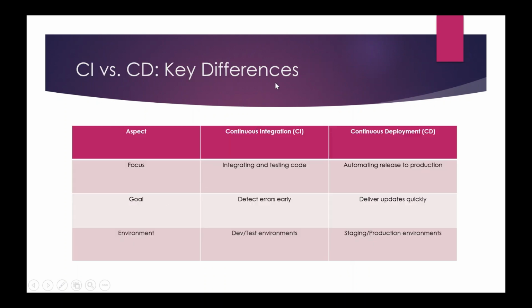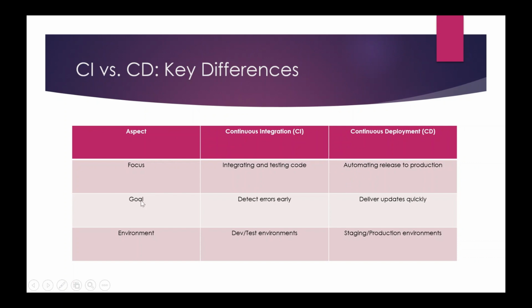Let's discuss the key differences between CI and CD. These are some of the aspects which we'll see. The first one is focus. Continuous integration focuses more on integrating and testing your code. But continuous deployment focuses on automating release to production, automating release from dev, QA, pre-production till production.